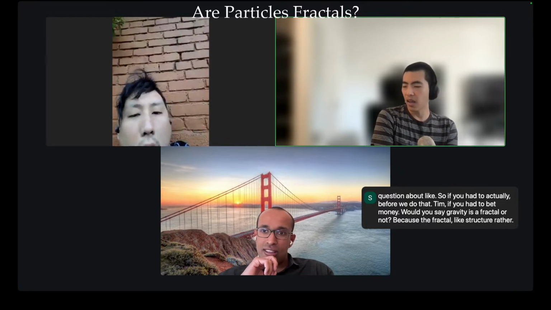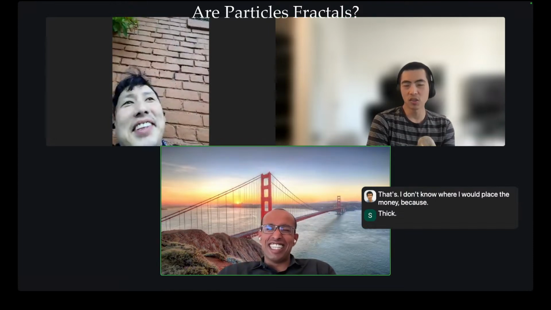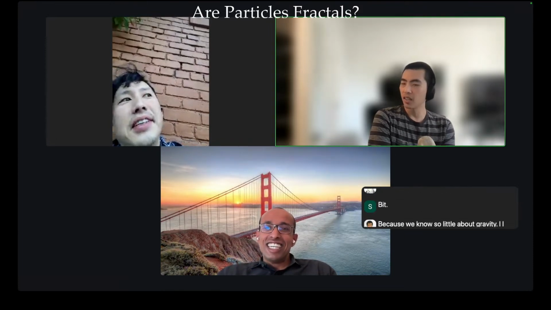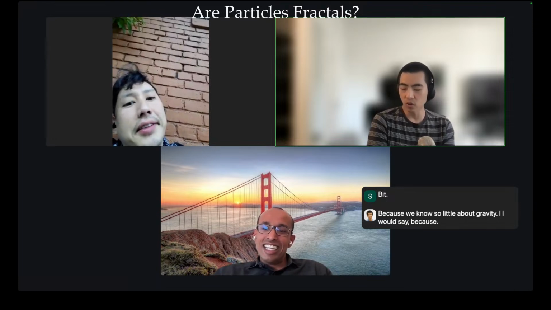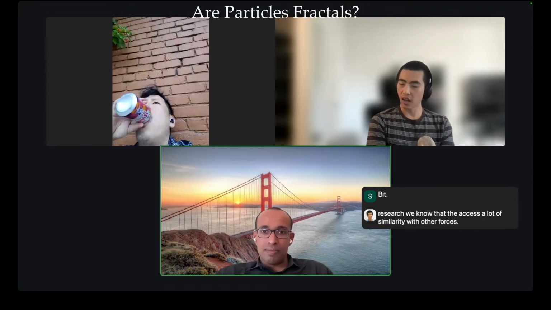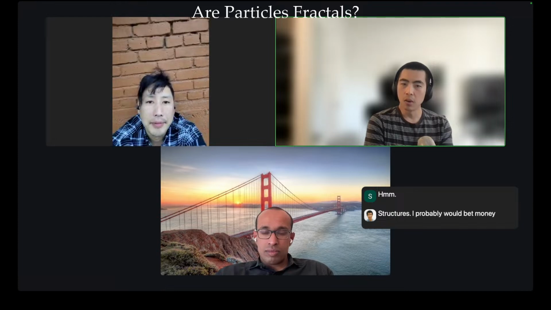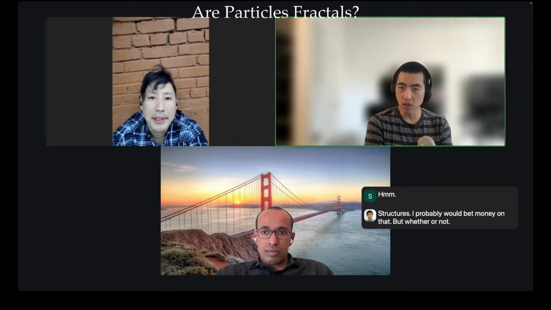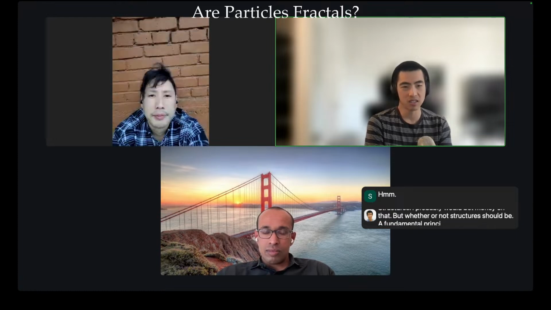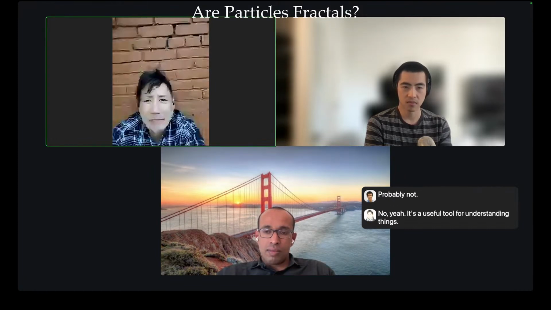I don't know where I would place the money because we know so little about gravity. I would say, because in recent research we know that gravity actually has a lot of similarity with other forces, I would probably say that gravity has some level of fractal-like structures. I probably would bet money on that. But whether or not fractal-like structures should be a fundamental principle for gravity, that's probably no, right? Probably not. Yeah. It's a useful tool for understanding things, but it's not the end all be all.